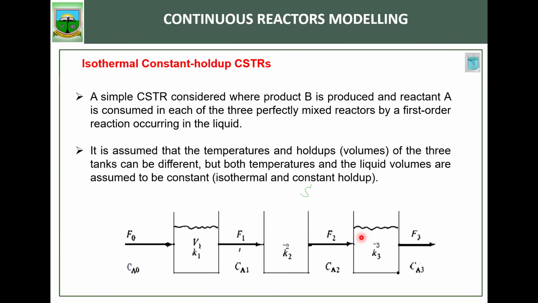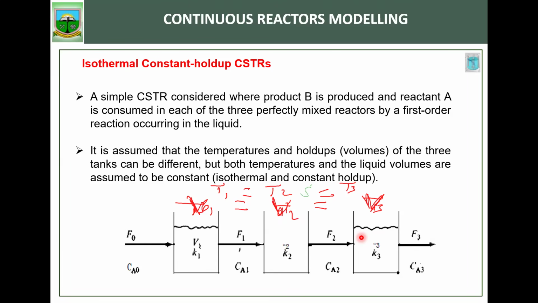Just like the first one, in this system also, we assume that the volume of each tank can be different, which means it can also be a different temperature here. But for this case, we assume that the volume is constant. So V1 is equal to V2 equal to V3. T1 is equal to T2. So now let's look at how to write the balance equation.